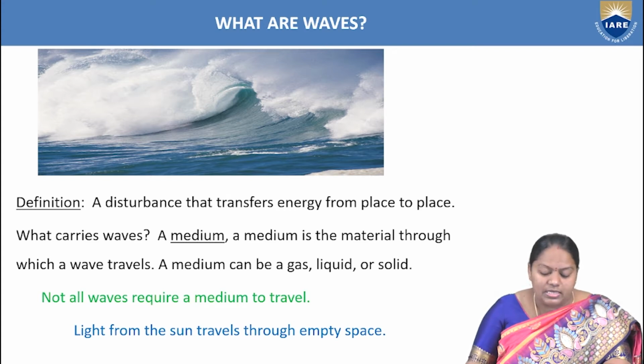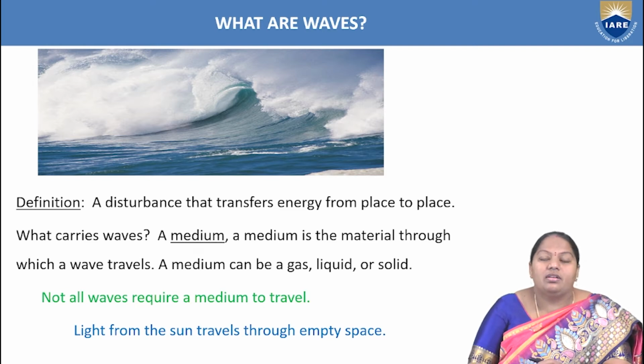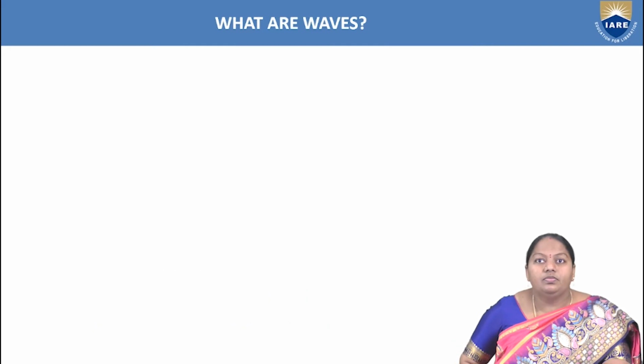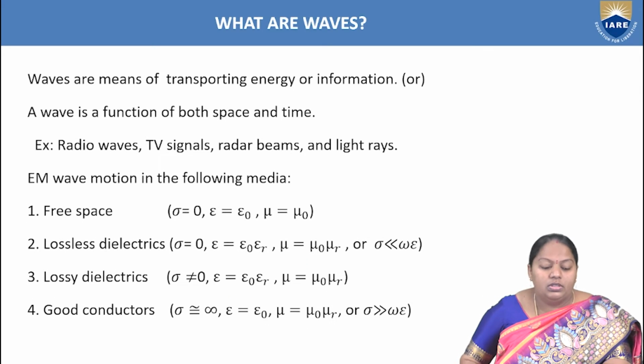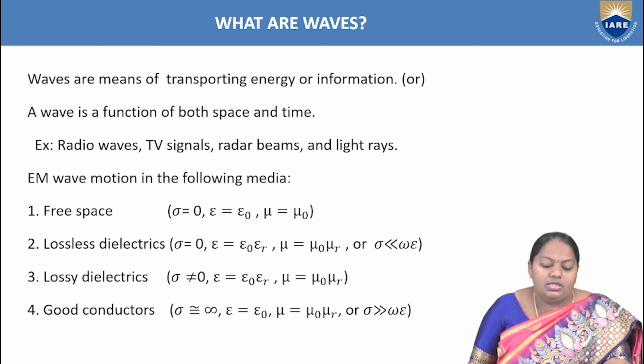Light from the sun travels through empty space, where empty space is an example of a free space medium. And here, in general, we can consider an analog wave as an example, like tides or general waves. In other words, we can define waves as means of transporting energy or information from one place to another place.